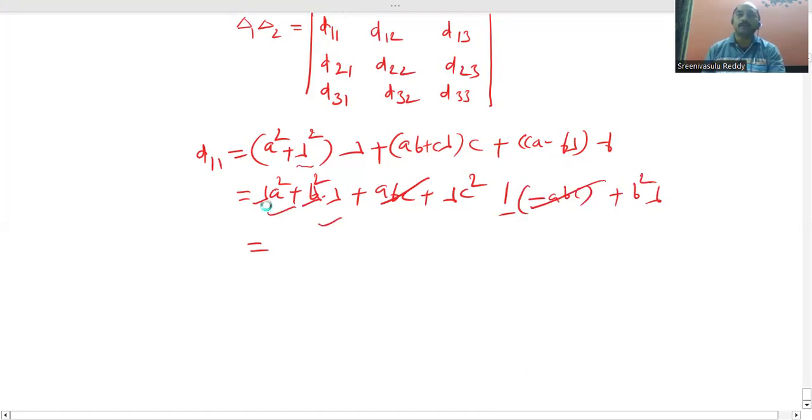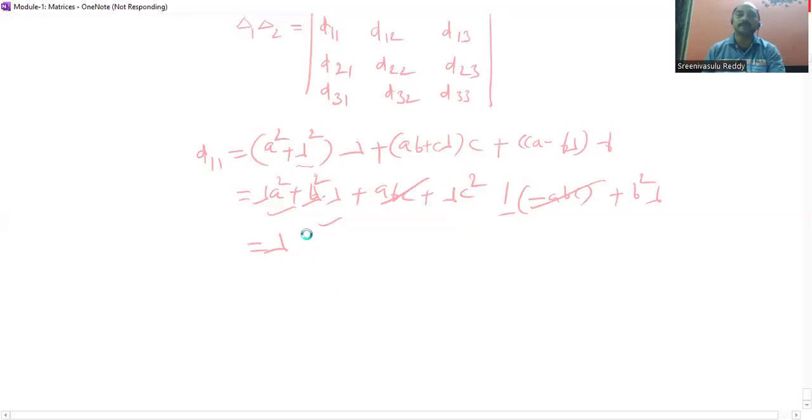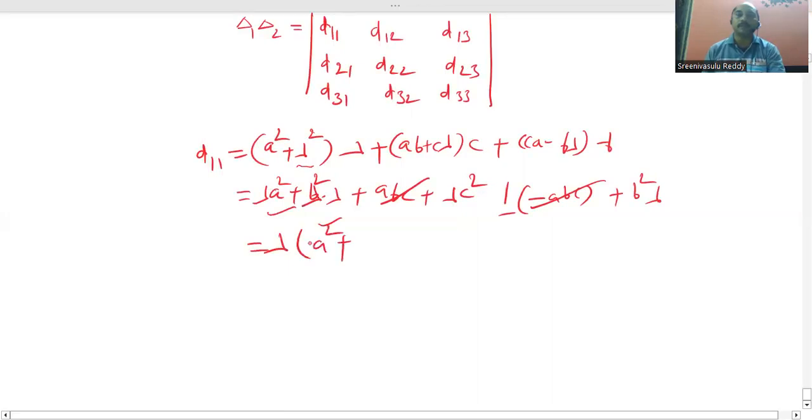In the first term, we have lambda into A square. Second term, lambda square into lambda. Third term, lambda into C square. In the last term, B square into lambda. Take lambda as a common factor. We get lambda times of A square plus B square plus C square plus lambda square.